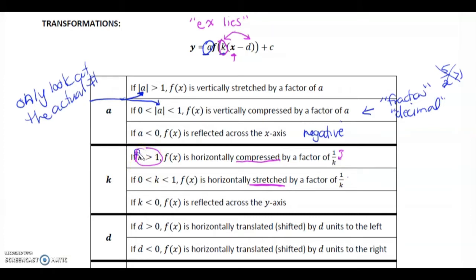Okay, so let's just change this to absolute value of k. Again, we're completely ignoring the sign and we're just looking at the value of just the number. Because when we get down here, if k is less than 0, aka if k is negative, then it's reflected across the y-axis. Okay, those are reciprocal.